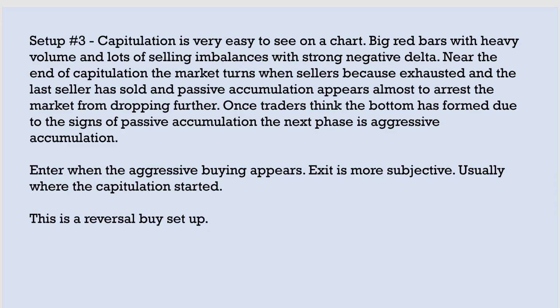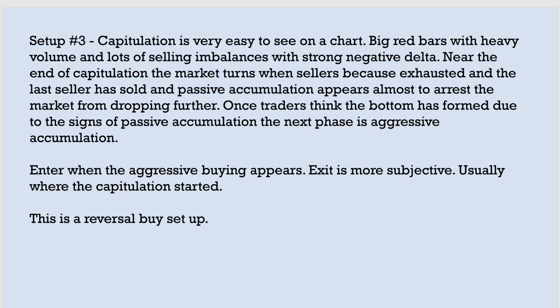Okay, so that's setup number 3, capitulation. It's the opposite of irrational exuberance. It's a reversal buy setup. And it's really easy to see on a chart. Big red bars, heavy volume, lots of selling imbalances, a strong negative delta.